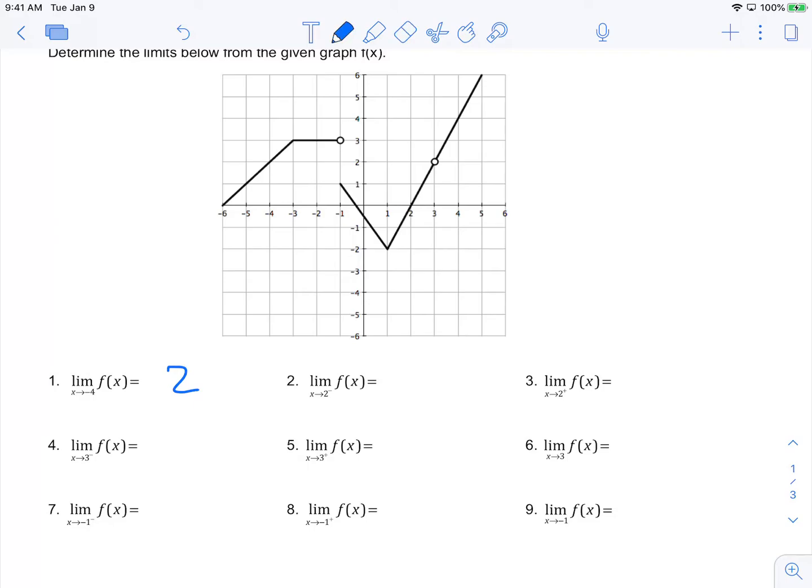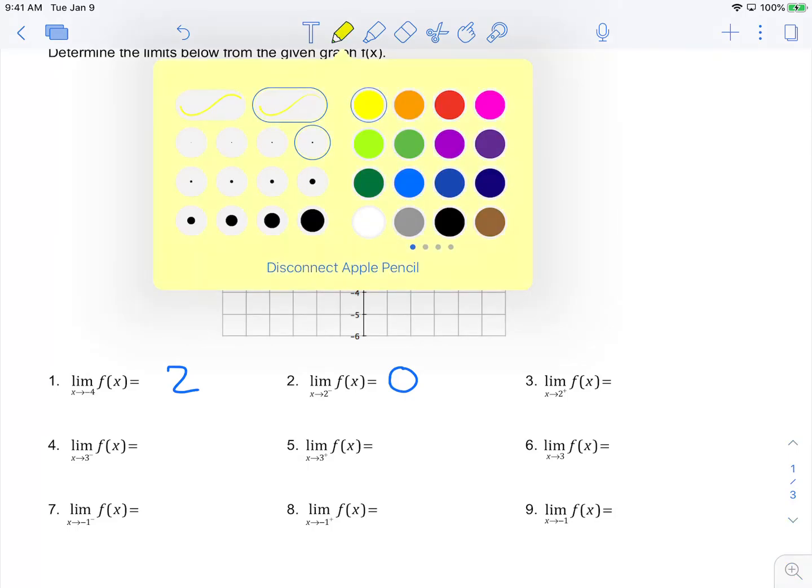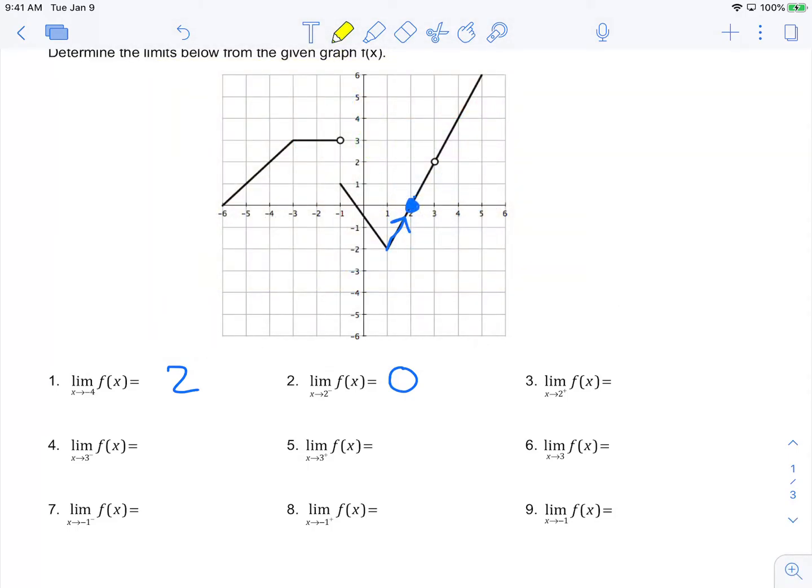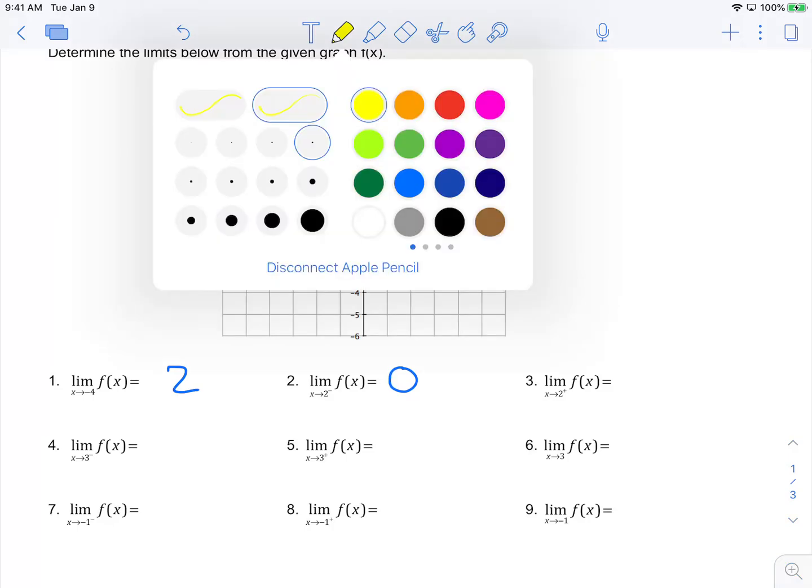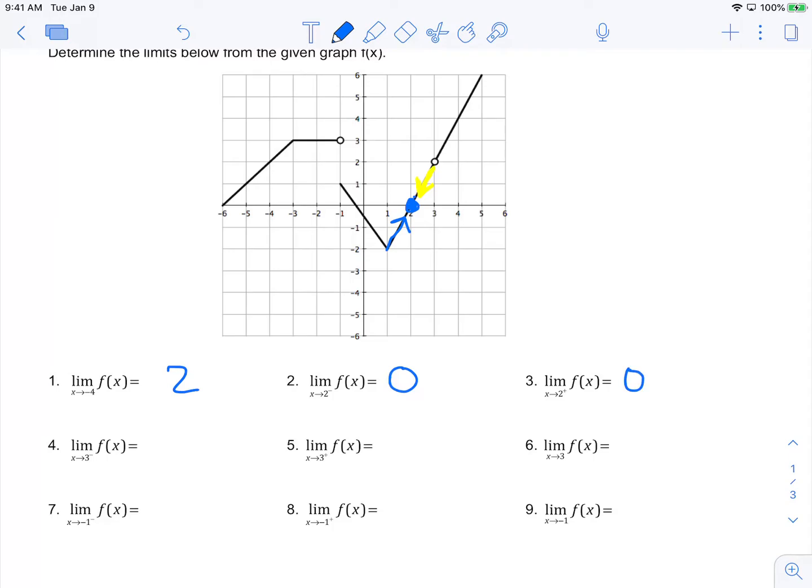For the next one, now we're approaching 2 from the left. So we go to 2, which is right here. And as we approach from the left, so that means going this way, we do get close to this point, which is going to be 0. Okay, for number 3, if I approach from the right, that's what this notation means here, we're just coming from the other direction, and we're heading to the same point, so the answer for that one will also be 0. The y value at that point is 0. Okay? Let's try a different one.